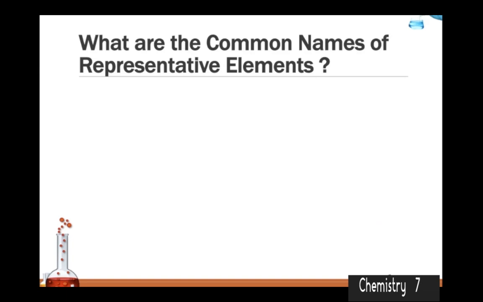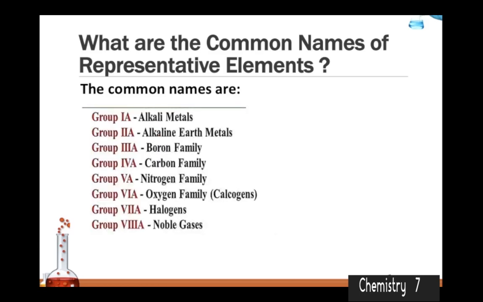What are the common names of representative elements? The common names are, in group 1, the alkali metals. Group 2, alkaline earth metals. Group 3, the boron family. Group 4, the carbon family. Group 5, the nitrogen family. Group 6, the oxygen family. Group 7, the halogens. And Group 8, the noble gases.